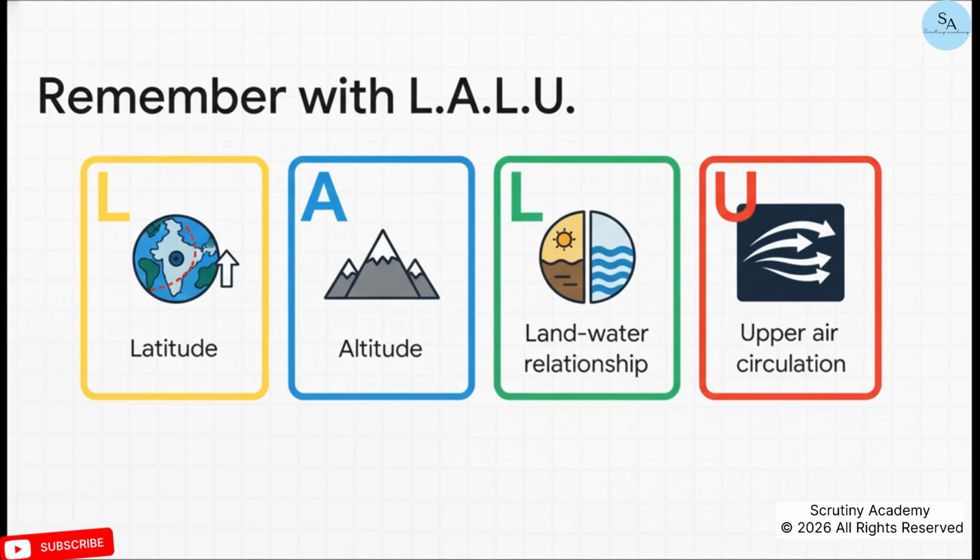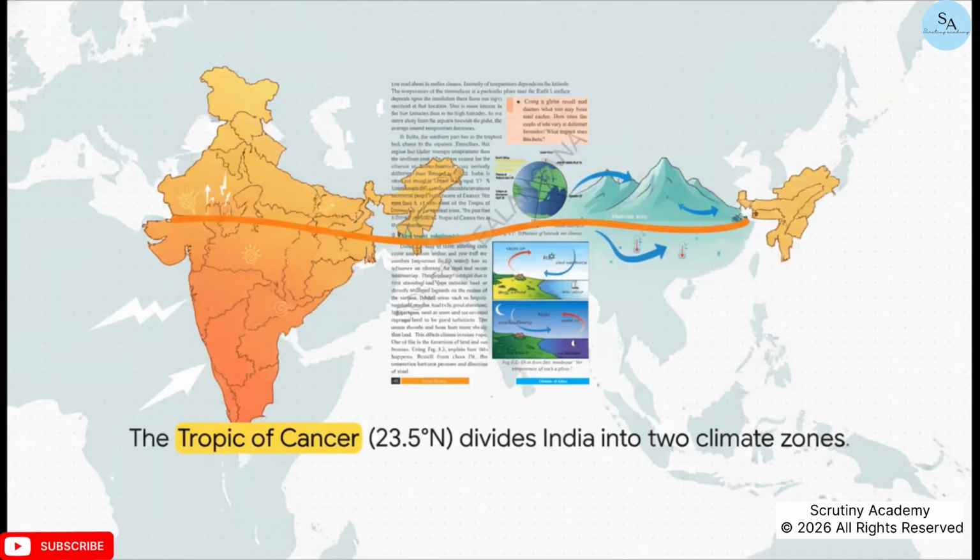Let's quickly break down what each of those means. First up, L for latitude. See how the Tropic of Cancer just slices right through the middle of India? It basically divides the country into 2 climate zones. Everything south of that line is in the hot tropical zone, and everything to the north is in the warmer temperate zone. This one line is a huge reason why we have such different temperatures across the country.